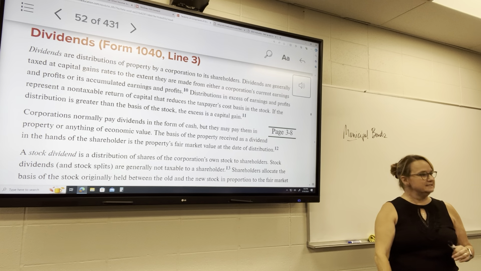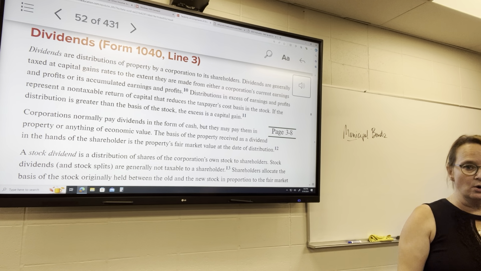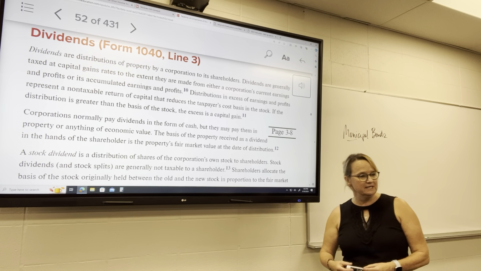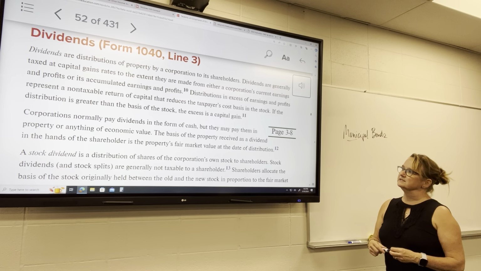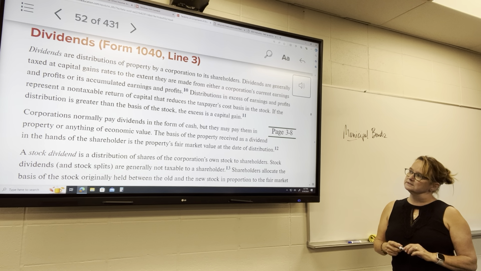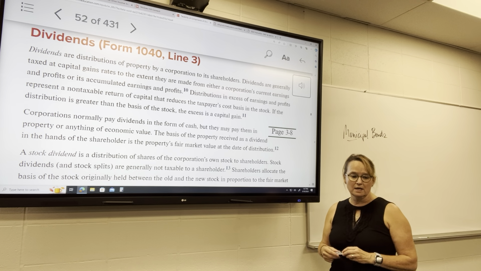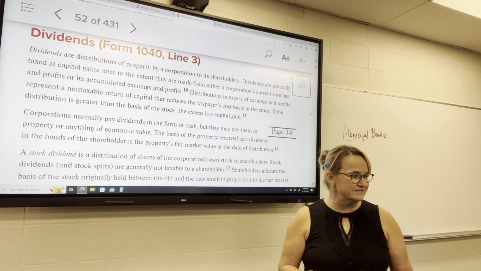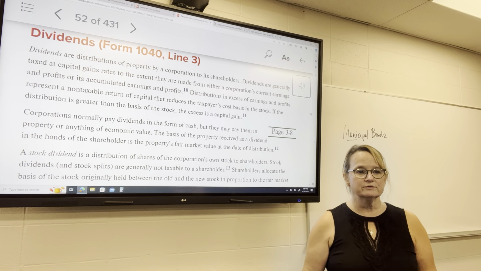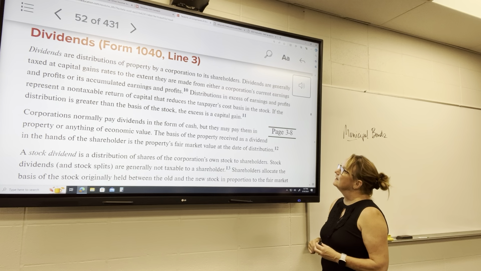All right, dividends. So you guys have all had financial accounting, and a lot of you are in intermediate accounting now. You know what dividends are. So dividends are distributions of property by a corporation to its shareholders. So these are amounts that come out of the retained earnings of the corporation. They are sharing the wealth with their shareholders.